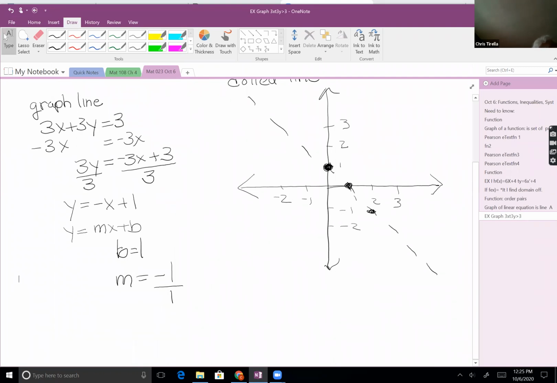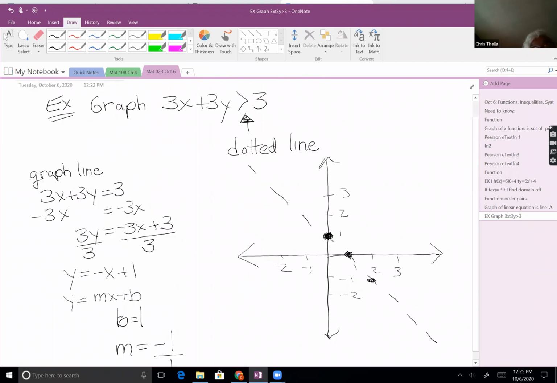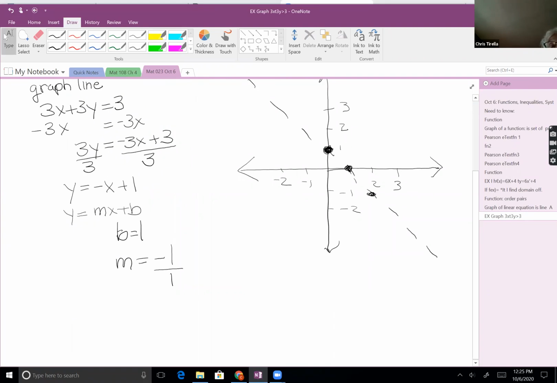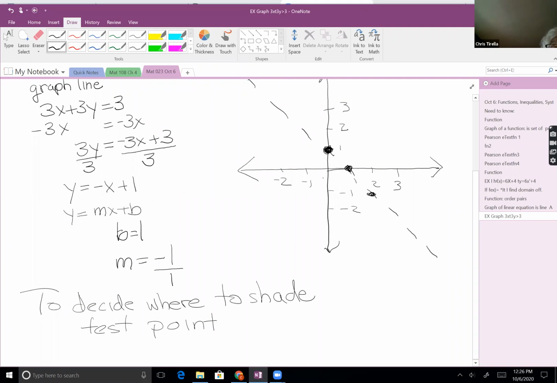Now, I got to go back up to the original problem. 3x plus 3y is greater than 3. So I've got to shade one side of the line or the other. To decide where to shade, I need to take a test point. And the test point would be any point that's not on the line. But my favorite test point is 0, 0. Doesn't always work, but it usually does work.